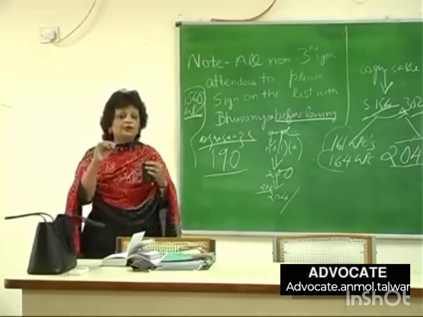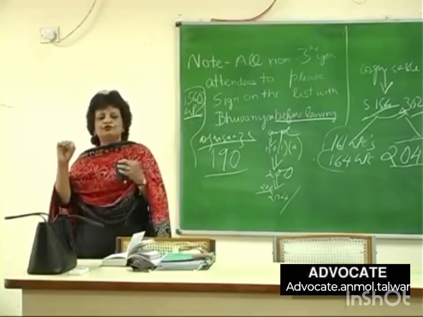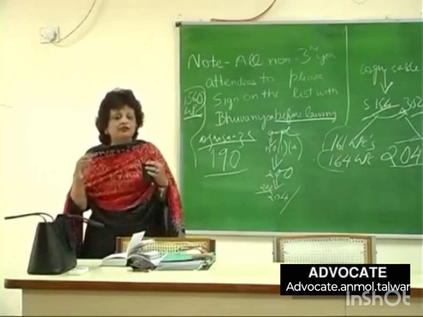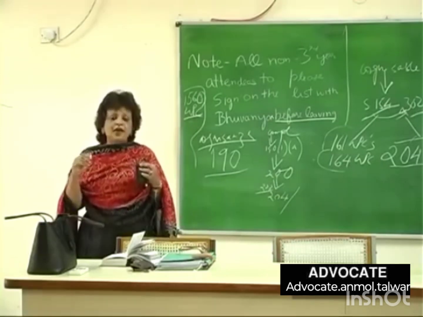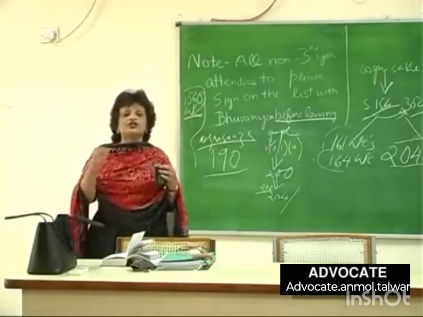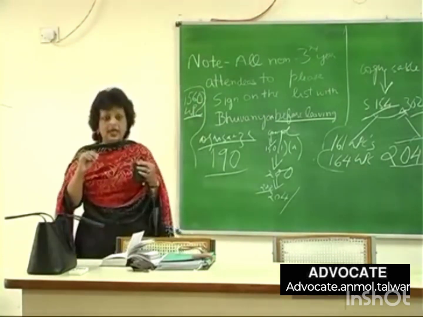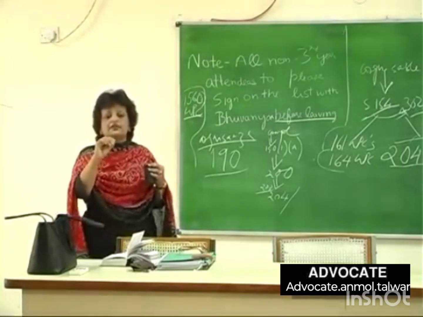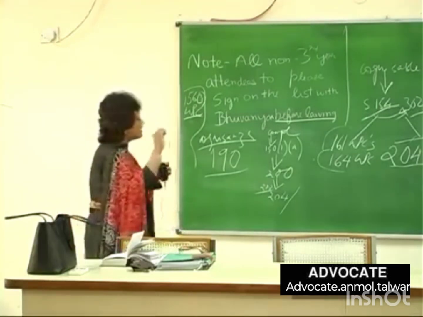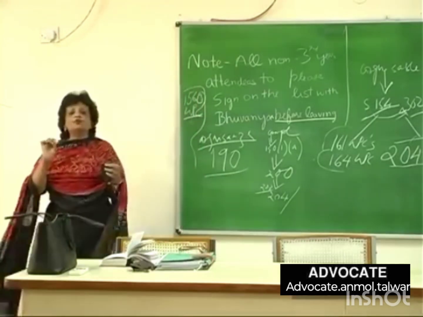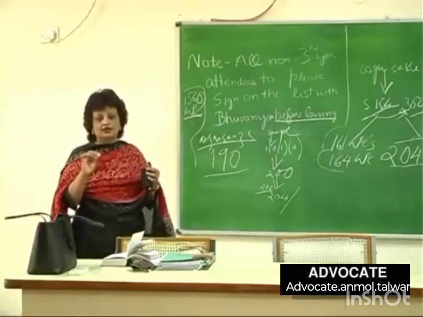This is on the ground that the gravity of the offense is such, and the ability of the complainant to unravel the crime is limited. Therefore, a police investigation in the facts and circumstances of the case is an absolute must. This police investigation is ordered at what stage? At the precognizance stage or the postcognizance stage?